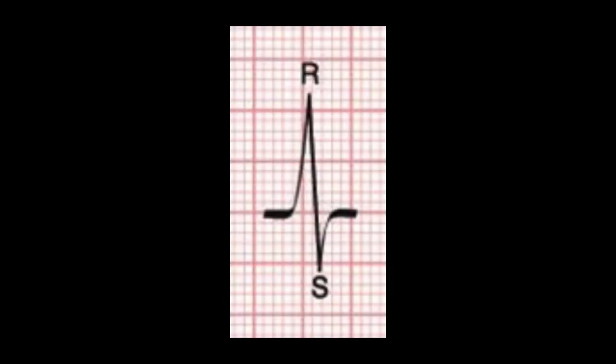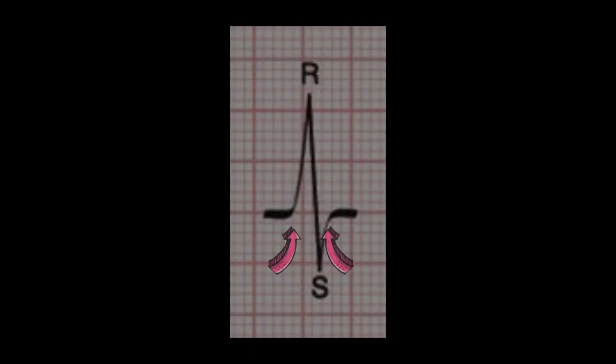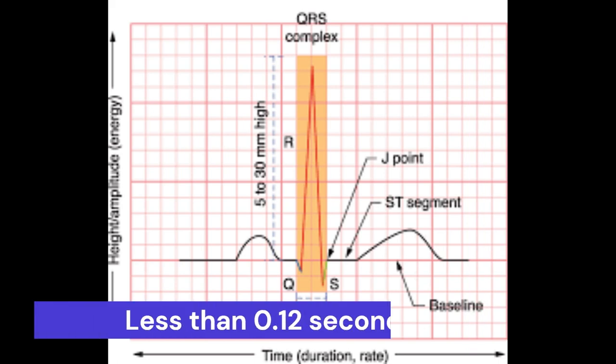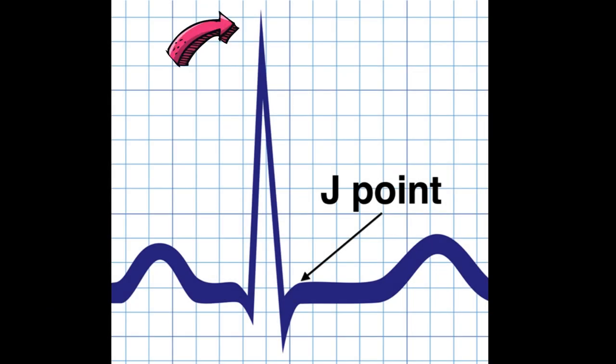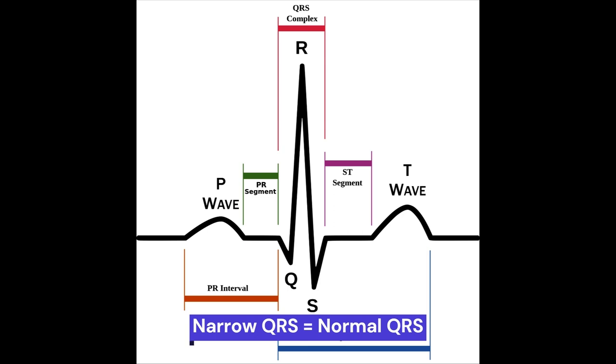For example, in the RS wave, we start the measurement here then end here. In this QS wave, we start the measurement here and end here. The QRS complex should be narrow, meaning less than 0.12 seconds or 120 milliseconds, and pointed in shape, with a smooth and consistent morphology. Normal QRS complexes are narrow, or narrow means normal.